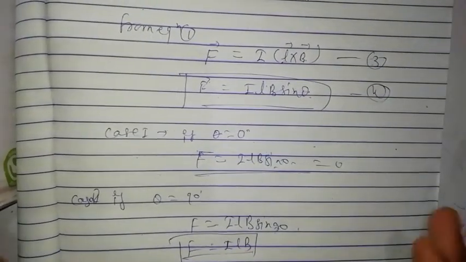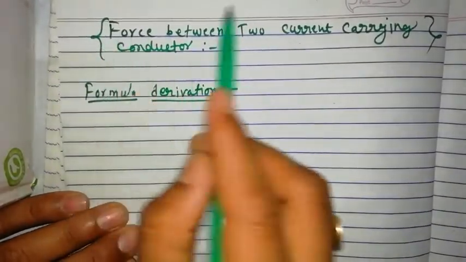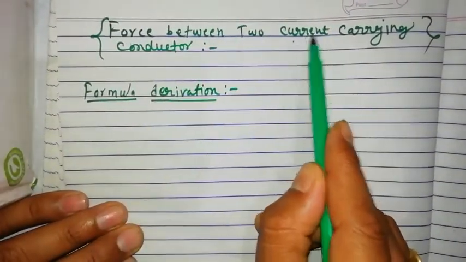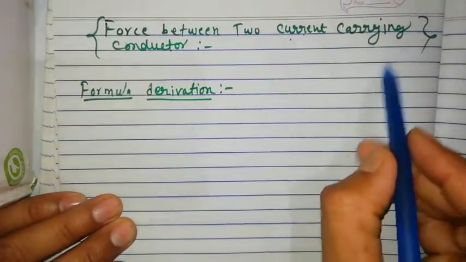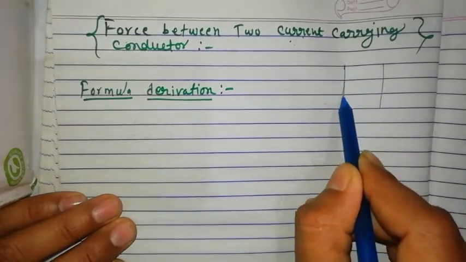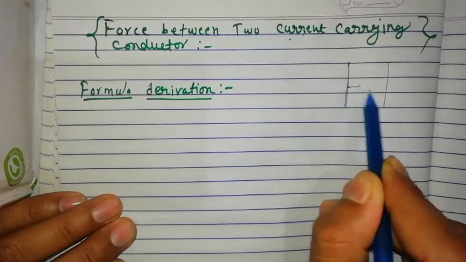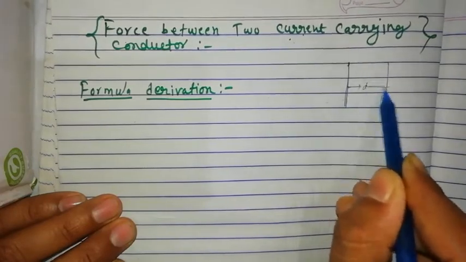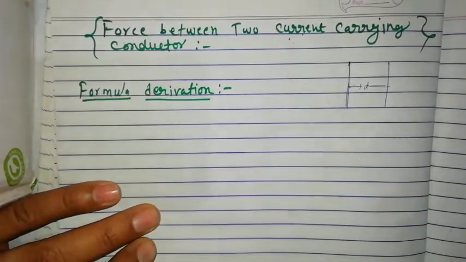Now our next topic: force between two current carrying conductors. We have two conductors placed at a distance d apart. Now let's start.